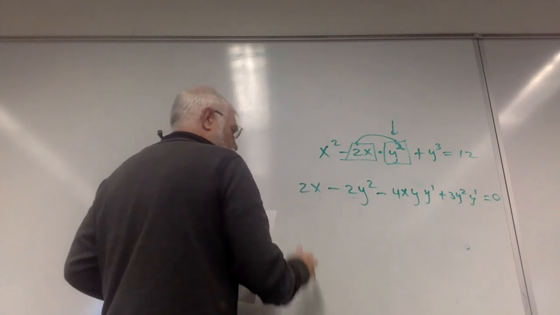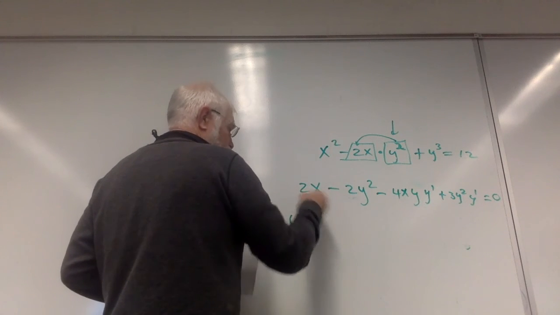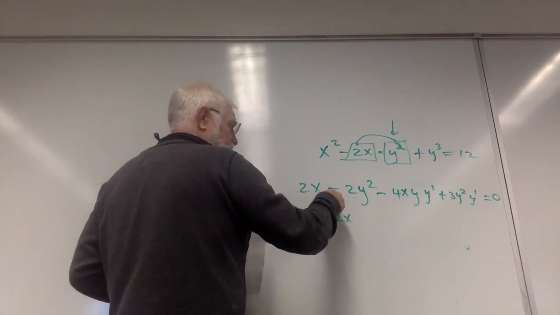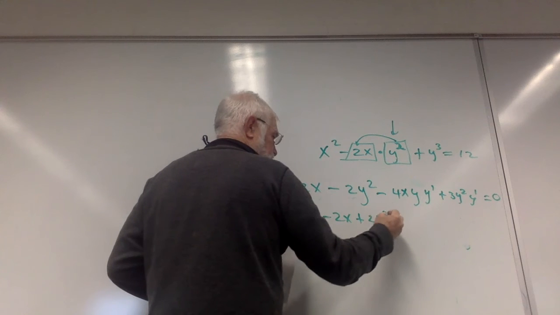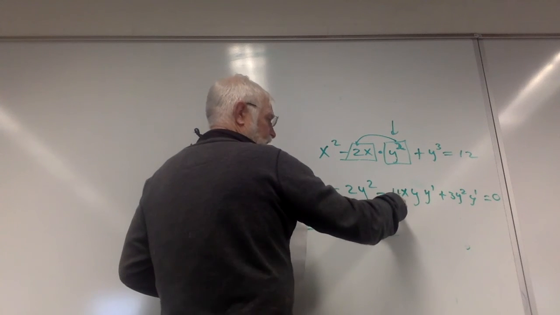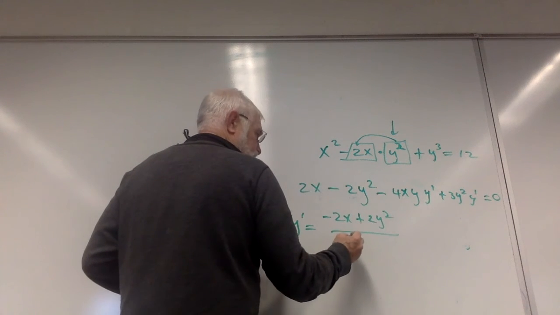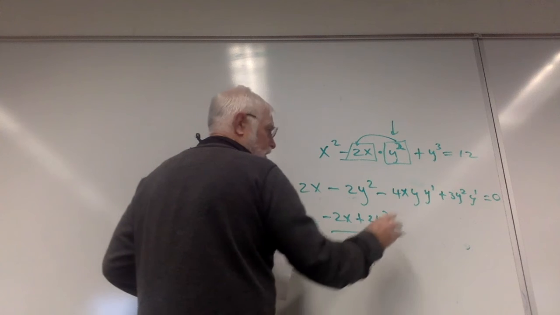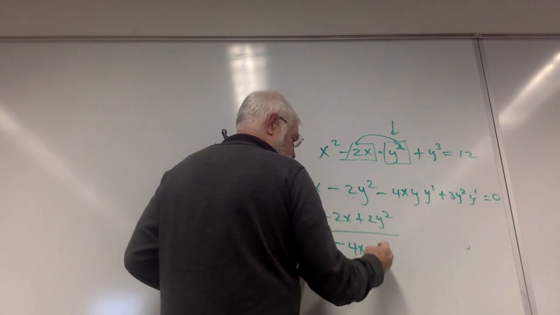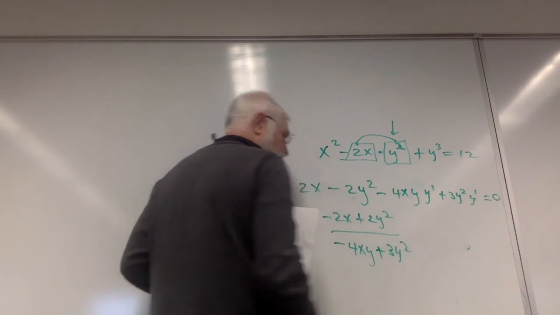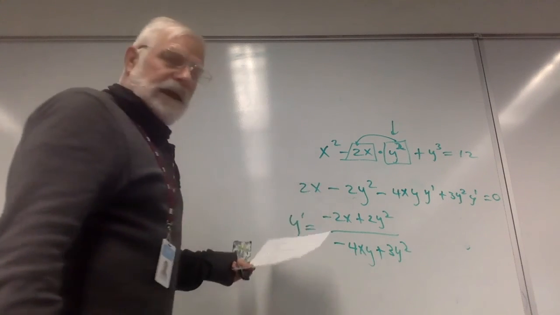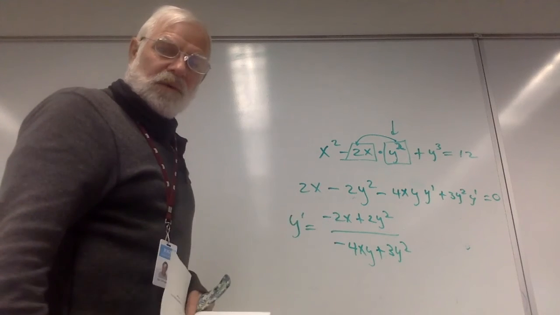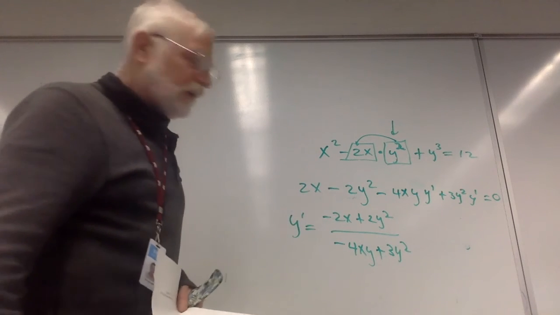Constants don't change. So what is y prime? 2x goes the other side as minus. That goes the other side as a plus. Multiplication by minus 4xy becomes division by minus 4xy. Multiplication by positive 3y squared becomes division by 3y squared. And if I had an x and a y value, I could tell you at what rate that curve was changing at that coordinate.